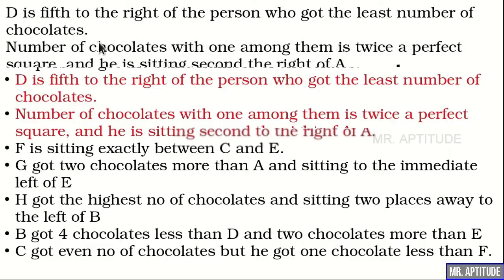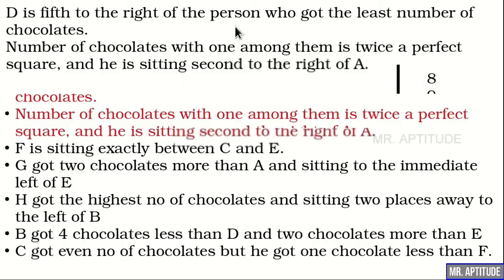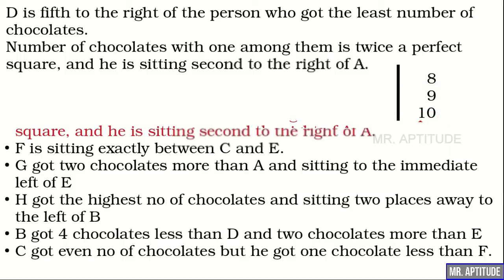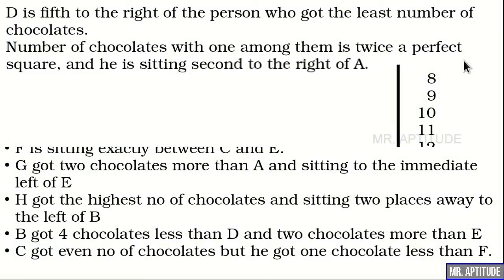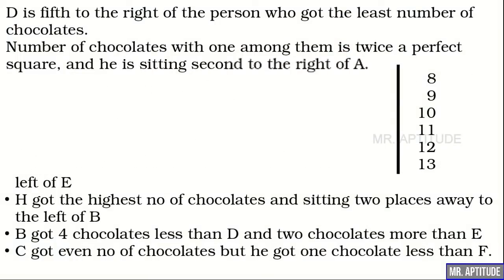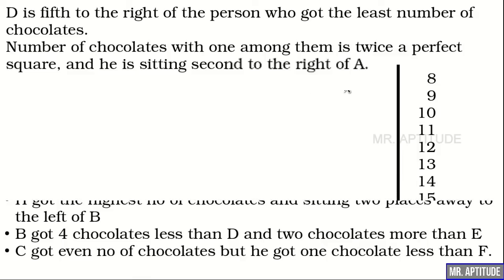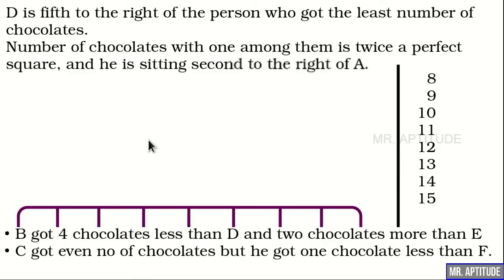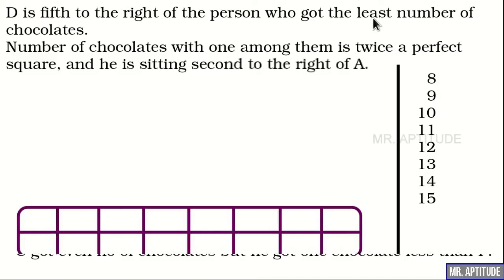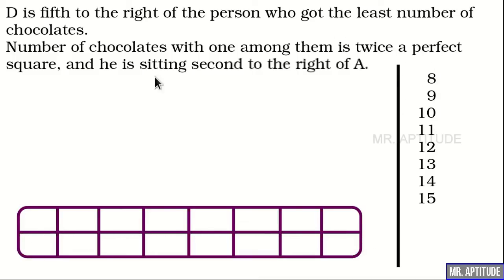D is fifth to the right of the person who got the least number of chocolates. A number of chocolates with one among them is twice a perfect square and he is sitting second to the right of A. If you observe these two things, the least number of chocolates is 8 and next to this, number of chocolates with one among them is twice a perfect square. So perfect square multiplied by 2. Our result should be an even number. How many even numbers that you are given? 8, 10, 12, 14.